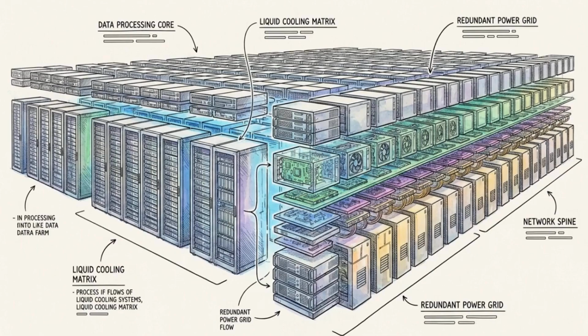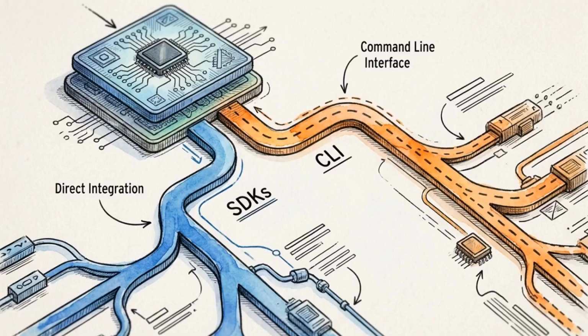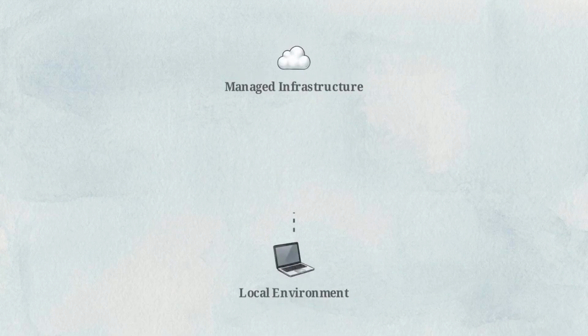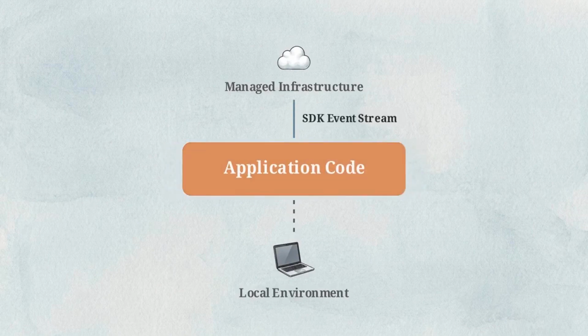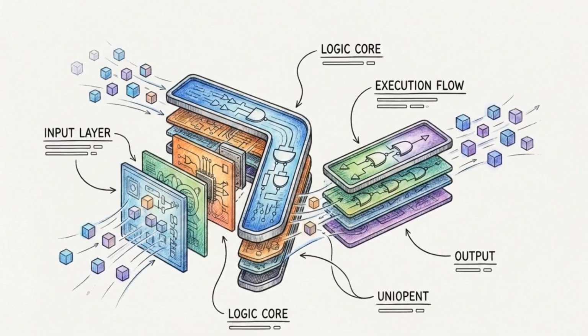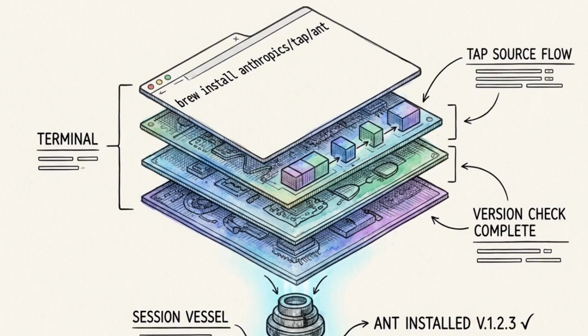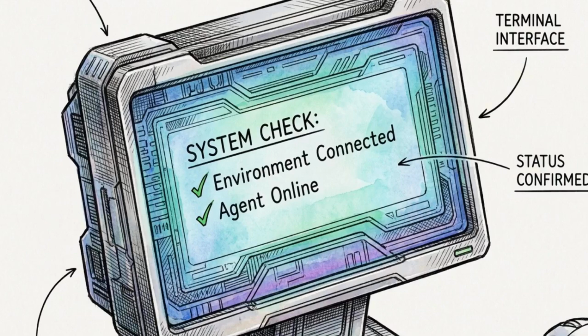Building with managed agents requires understanding two implementation interfaces. You use the language-specific SDKs, available for Python, TypeScript, and Go, to handle application code, and the Anthropic CLI for direct terminal management. The CLI is useful for poking at agents and environments during initial setup. It allows you to configure resources and diagnose issues without writing custom scripts.